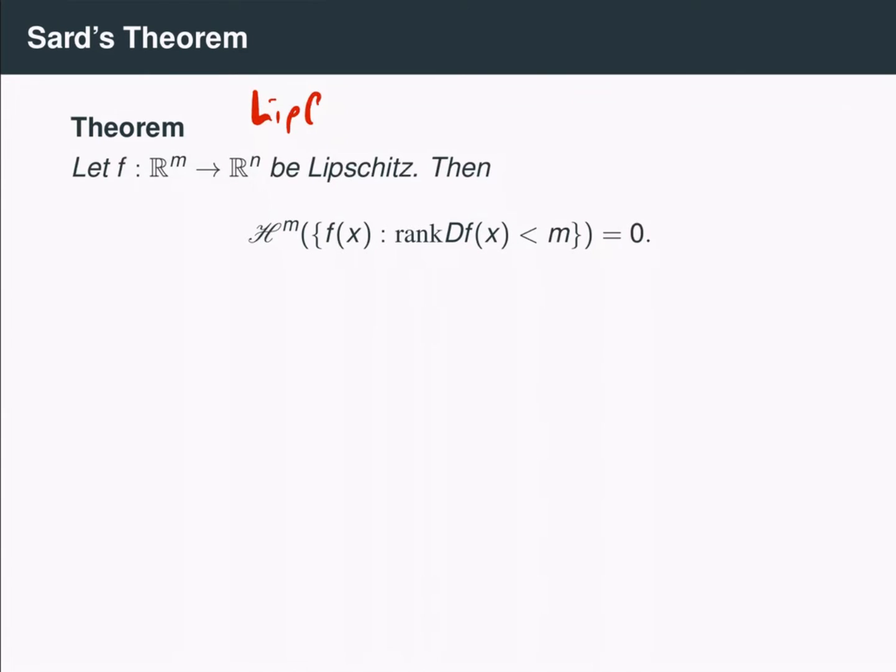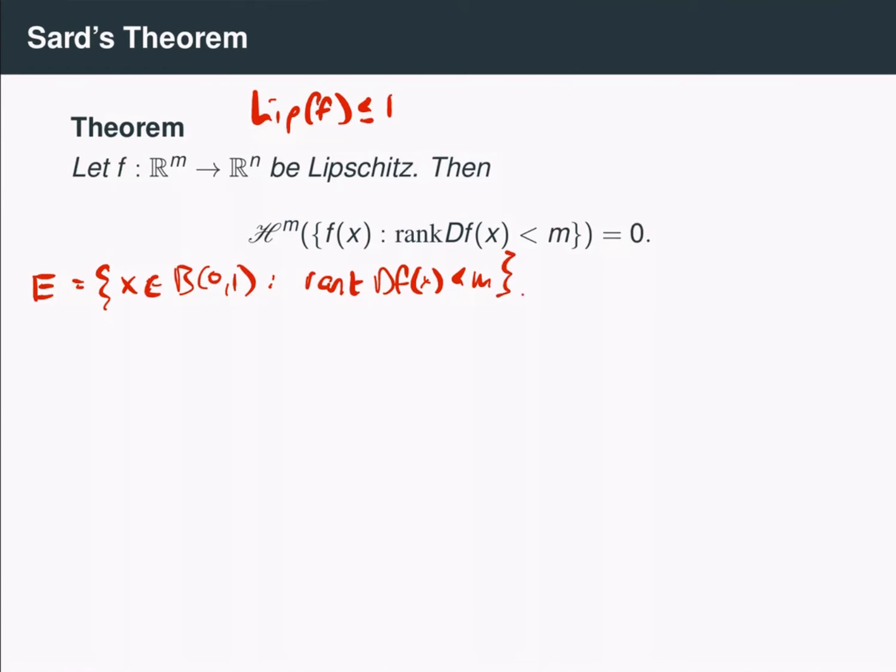So first of all, I'm going to assume without loss of generality that the Lipschitz constant is at most 1. And then I'm going to define a set E, that is the set of all x inside the unit ball for which the derivative exists and has rank strictly less than m. So my goal is to show that the image of this set has Hausdorff m measure 0. If I can show that for the unit ball, I can show it for any ball. And then that will imply that the image of all points where the derivative has rank less than m has Hausdorff m measure 0.